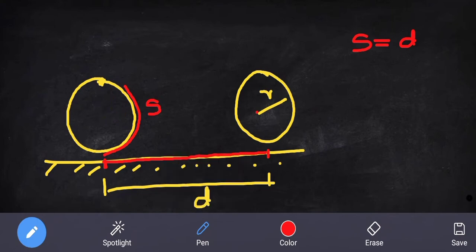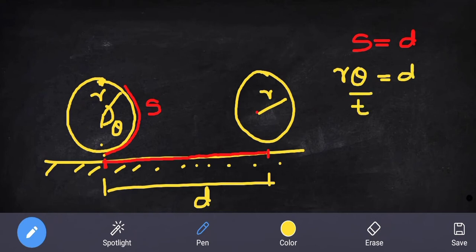Do you know any equation for arc length? If the angle covered during this motion is theta, then S is equal to r theta. That's equal to d. Dividing either side by the time taken t, we obtain the equation r omega is equal to v. So what's the big deal? We know this equation already, v is equal to r omega. But that's not this.